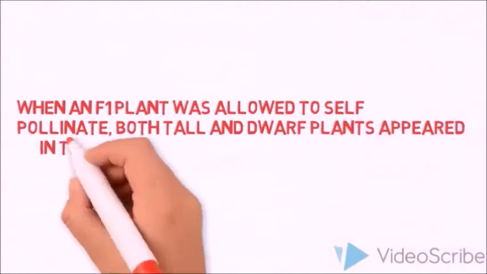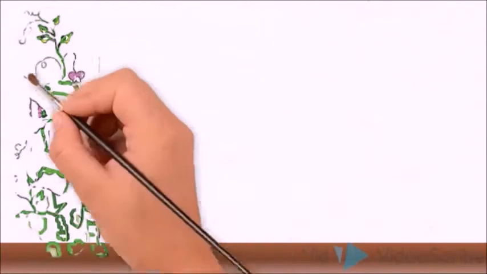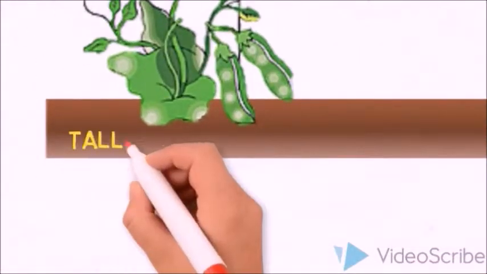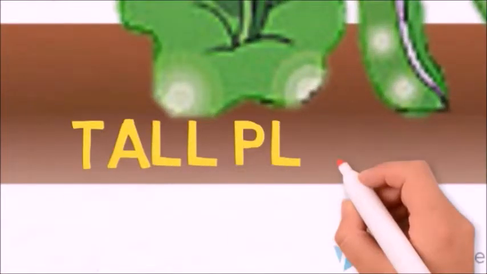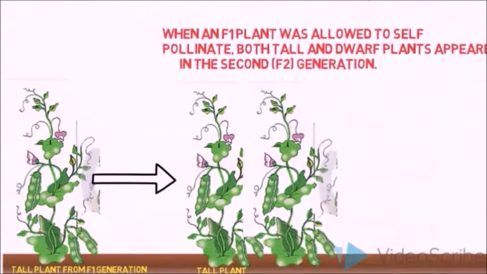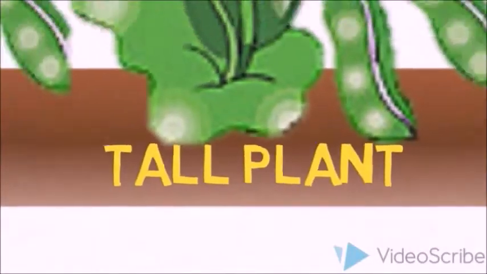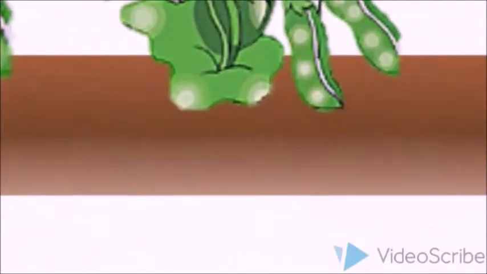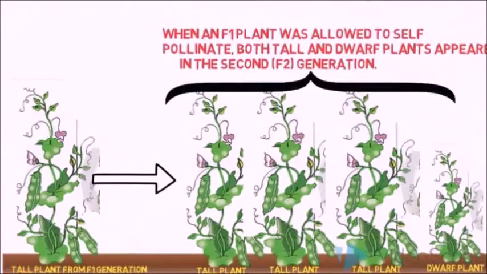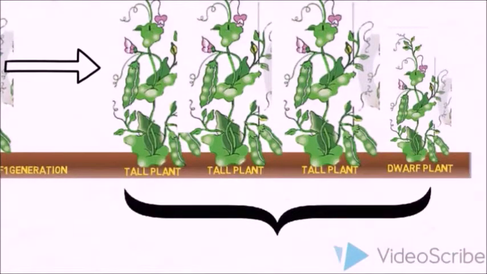When an F1 plant was allowed to self-pollinate, both tall and dwarf plants appeared in the F2 generation. So, the next step was to self-pollinate a tall plant from F1 generation. However, this time the results were not the same. All plants were not tall. In fact, a quarter of them were short. So, the phenotypic ratio was found to be 3:1.